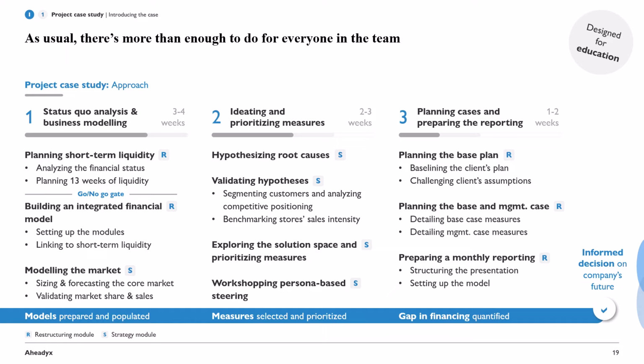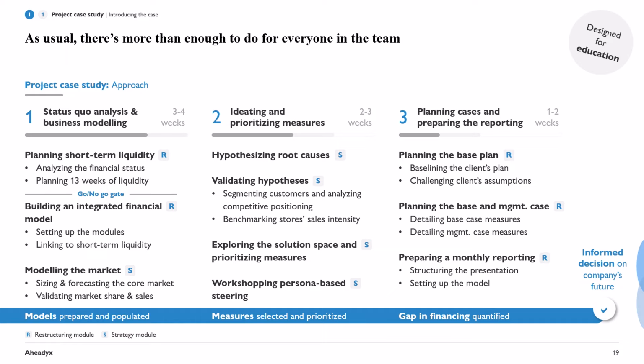We have 3 phases, as this is a restructuring project. First, we'll do kind of an as-is analysis, status quo modeling. Second, we will ideate measures for turning around the business. And third, we will quantify all this and make it trackable. That's the idea here. So overall, this allows us to make an informed decision on the company's future that needs to be turned around and manage stakeholder expectations, like for example, from the financing banks.